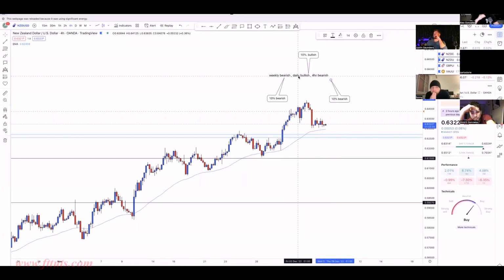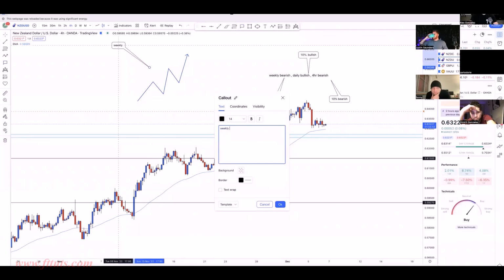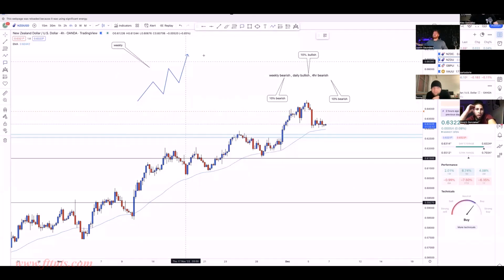But this is just the start of it, because you need to understand where you are within these bullish and bearish moves, because we understand if the weekly time frame is bullish, let's say this time frame right here is the weekly. Let's say this time frame right here is the daily.